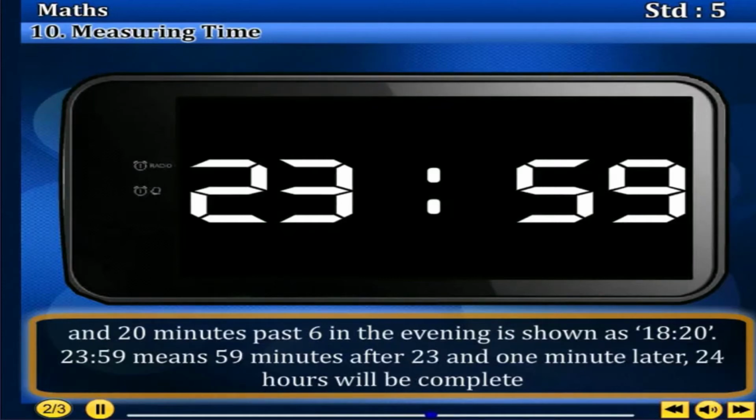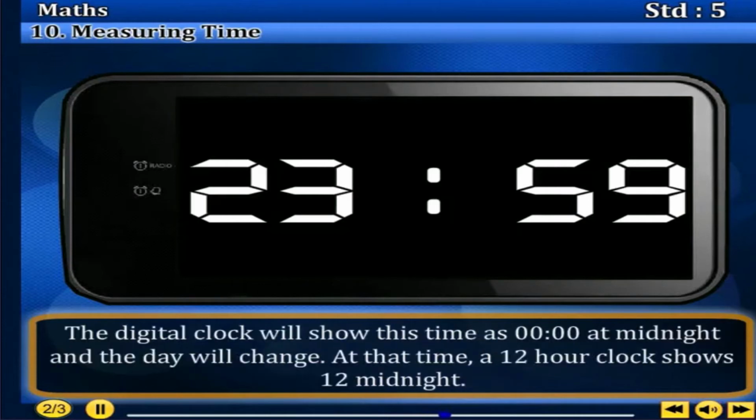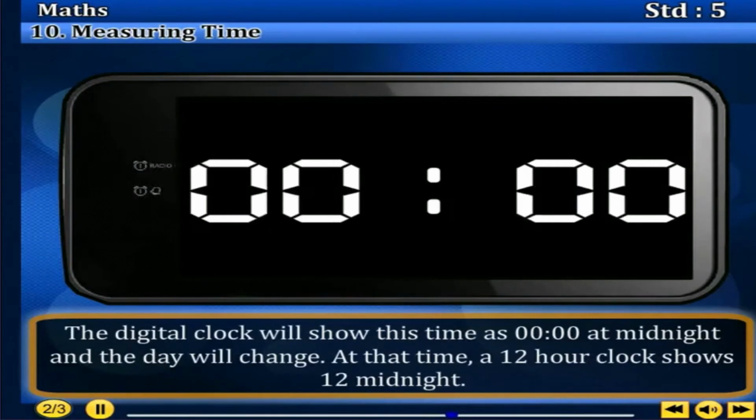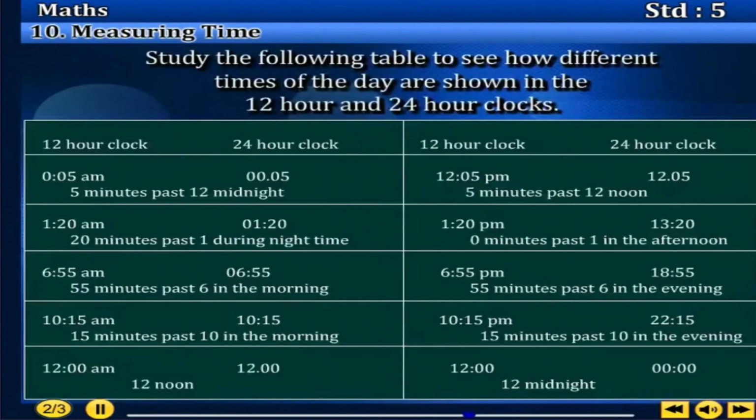23:59 means 59 minutes after 23 and 1 minute later, 24 hours will be complete. The digital clock will show this time as 00:00 at midnight and the day will change. At that time, a 12-hour clock shows 12 midnight. Study the following table to see how different times of the day are shown in the 12-hour and 24-hour clocks.